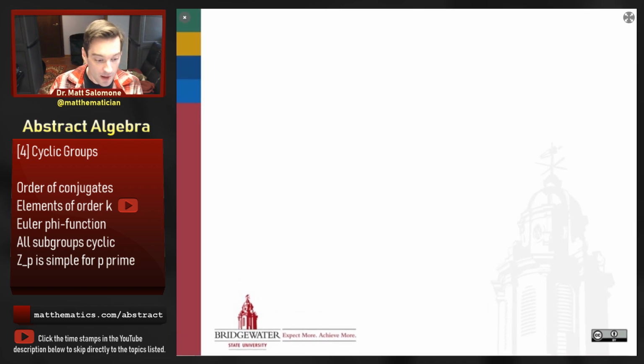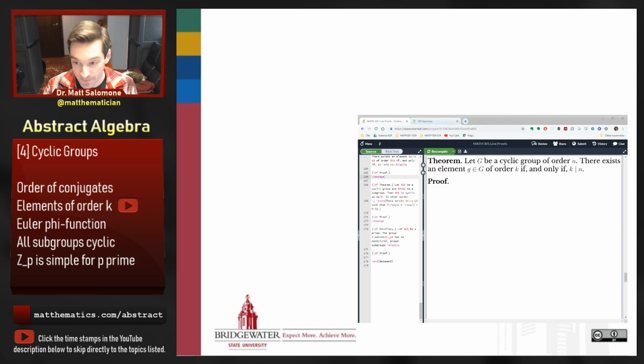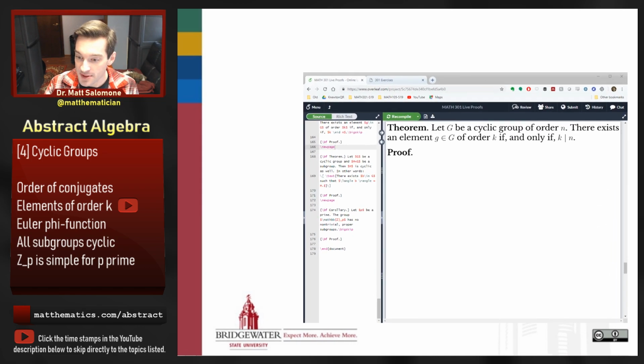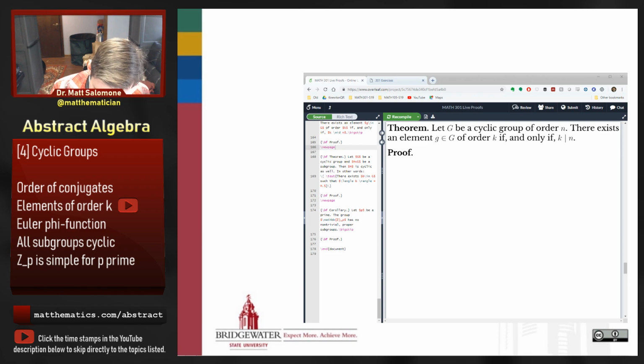Okay, so what is the thing that we're about to prove, this component of the fantastic theorem? Well, it's going to sound like this. Let G be a cyclic group of order n. Then there exists an element of order k in my group if and only if k is a divisor of n. So you give me a divisor, I can give you an element whose order is equal to that divisor. So let's do a concrete example first before we start to look at the more general case.